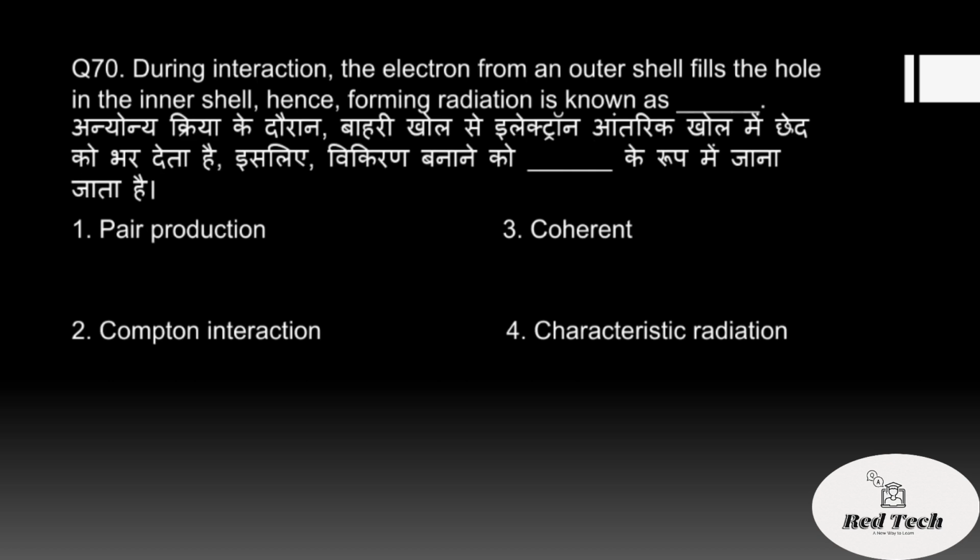Question number 70. During interaction, the electron from an outer shell fills the hole in the inner shell, hence forming radiation known as. So when during interaction electrons come from the outer shell and fill the inner shell, what type of radiation is produced? Options are pair production, option second is Compton interaction, option third is coherent, option 4 is characteristic radiation.